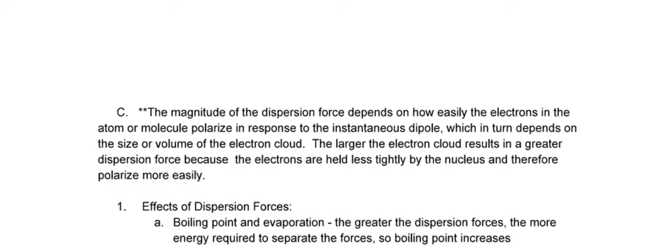And then that in turn depends on the size and the volume of the electron cloud, meaning the more electrons I have, the more polarizable that molecule or that atom is, okay? So the larger the electron cloud results in a greater dispersion force because electrons are held less tightly by the nucleus and therefore polarized more easily, okay?